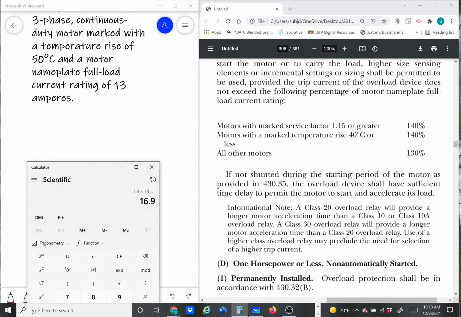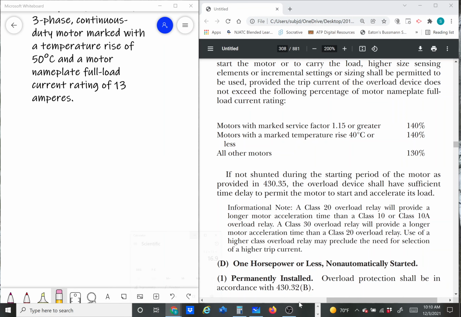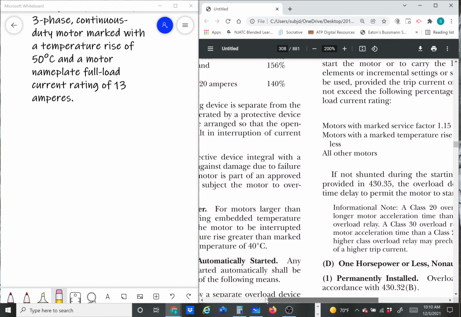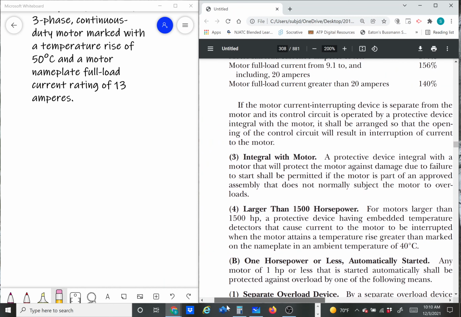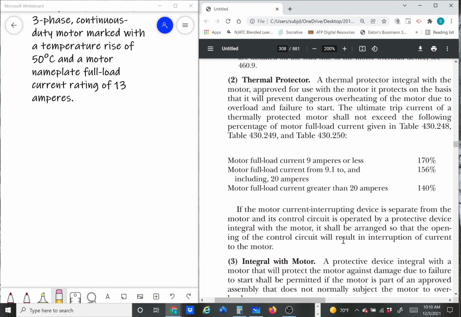Again, these are pretty easy calculations. They shouldn't be too challenging to get into. The one thing you have to make sure of is that they are talking about thermal overloads on these ones. And when you come over here, there's also something under the thermal protector line. There are going to be thermal protector questions. Just make sure you're answering the right question.